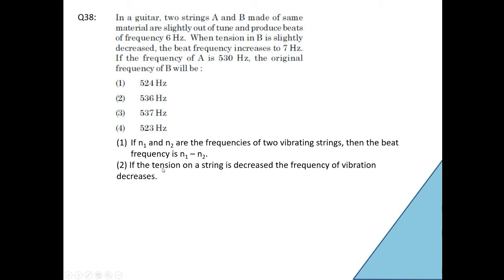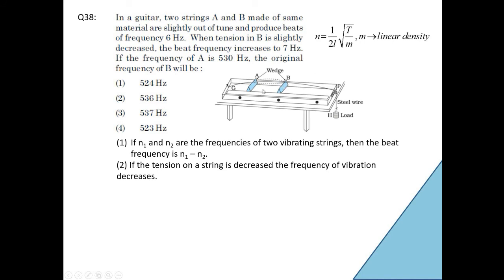So how to understand the second point? What does the second point say? When the tension on a string is decreased, the frequency of vibration also decreases. For that, if you could recall the sonometer experiment, we know the fundamental frequency is 1 by 2L root T by M. See, when tension increases, frequency will increase. Is it clear? Therefore, when tension increases, frequency increases. That's given as the second point here. So now we will go to the problem.